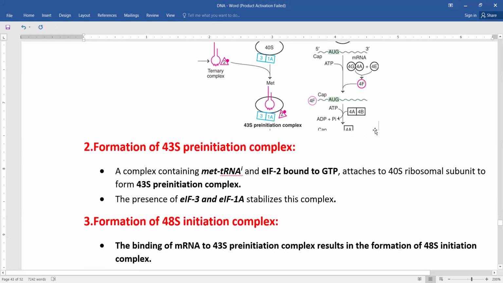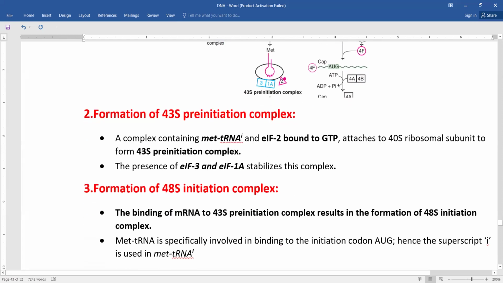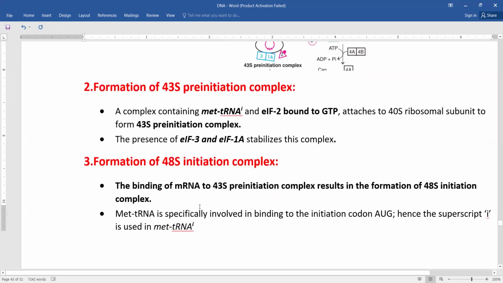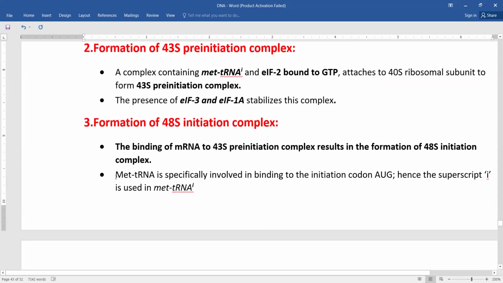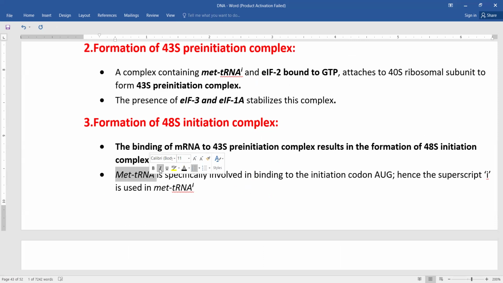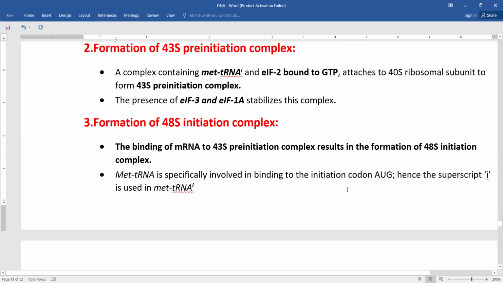So this activated mRNA binds to this 43S pre-initiation complex to form the 48S pre-initiation complex. Okay, so what is methionine tRNA? First tRNA, the met tRNA, is specifically involved in the binding to the initiation codon AUG.